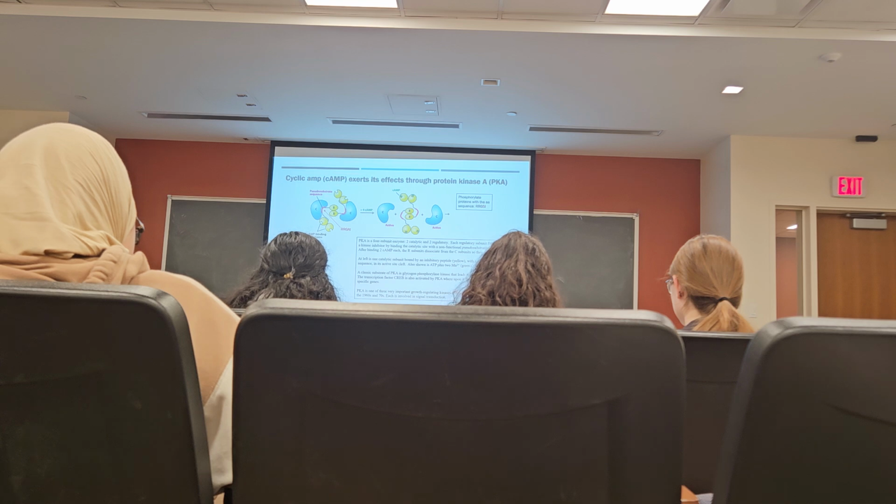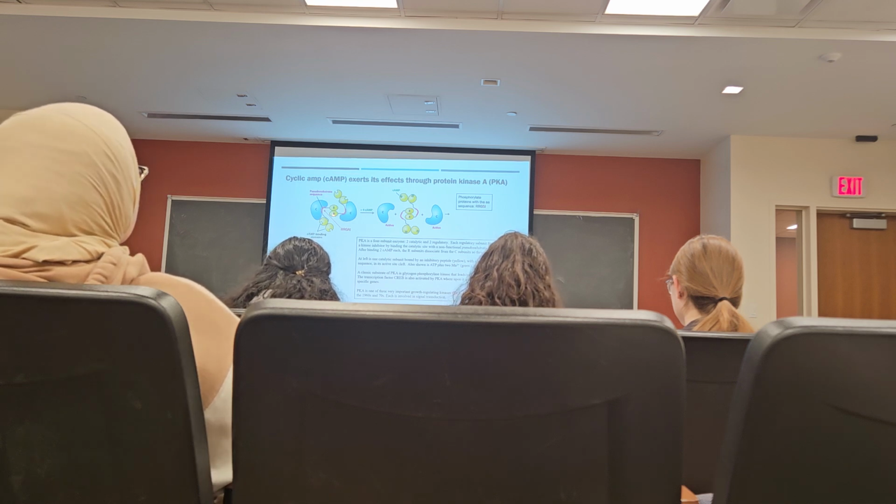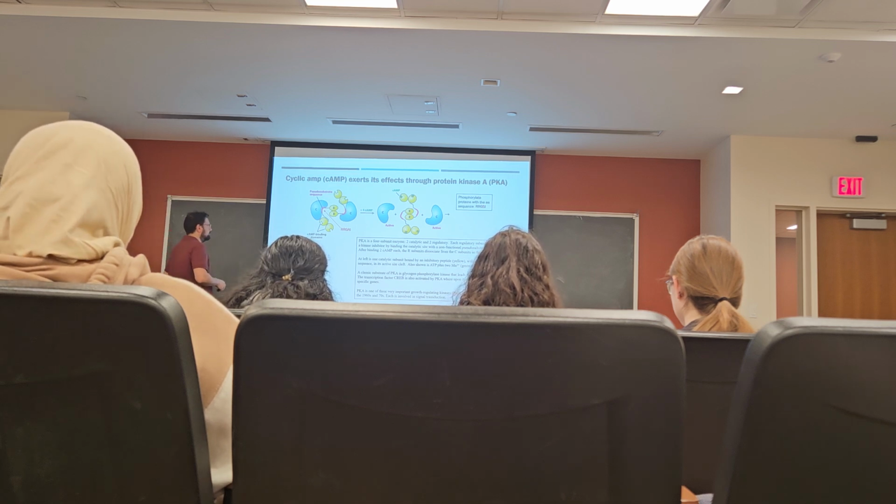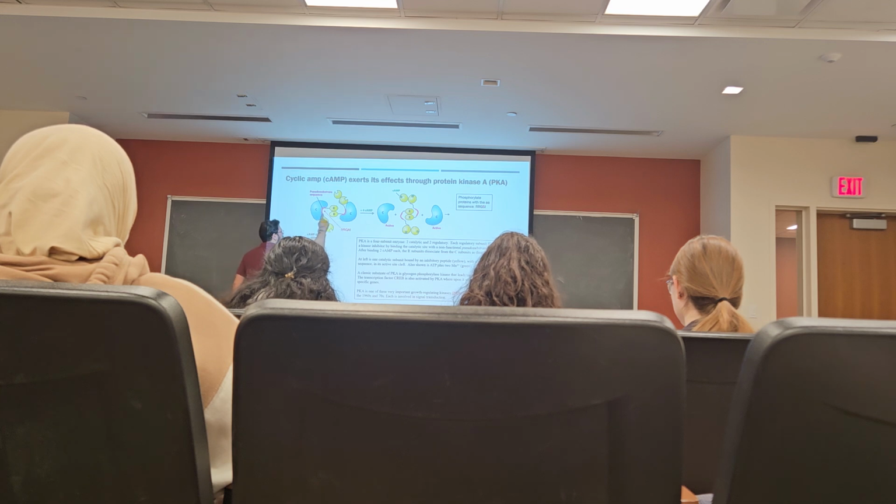All right, now cyclic AMP acts to activate protein kinase A. Protein kinase A is activated by the release of the regulatory subunits, right? So let's look at the structure of protein kinase A. It's a heterotetramer, right? So we have two catalytic subunits and two regulatory subunits.